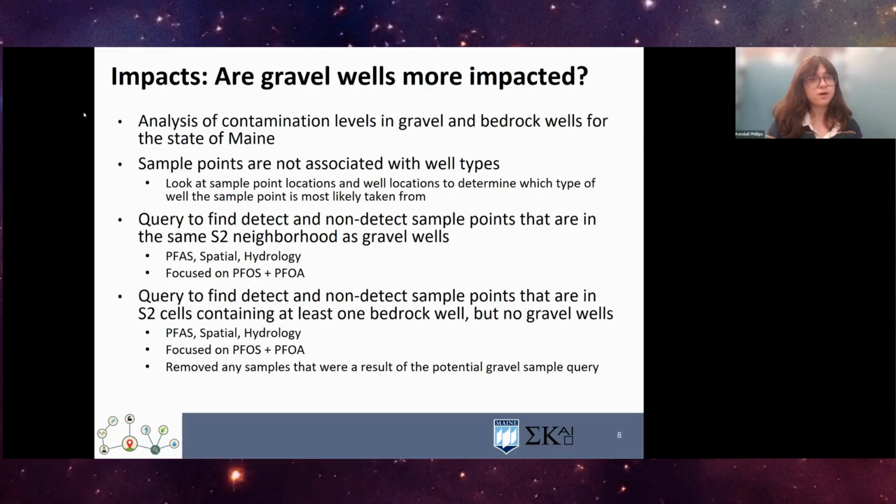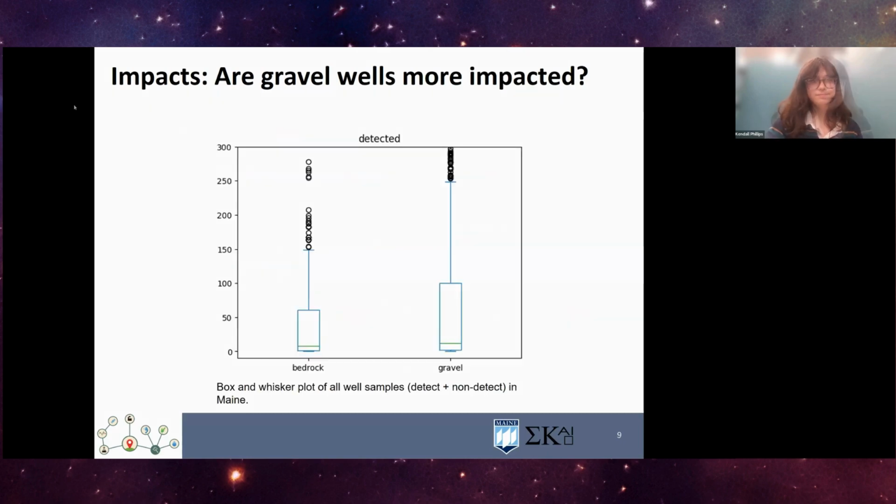So where there was a bedrock well, but no gravel wells. And then I also removed any samples that were a result of the previous query, so that are potentially gravel samples, so that nothing was double counted. And then this queried over the same 3 graphs, PFAS, spatial, and hydrology, and focused on those same 2 chemicals. Next slide. So after analyzing that data, I was able to create a box and whisker plot that shows the distribution of results.